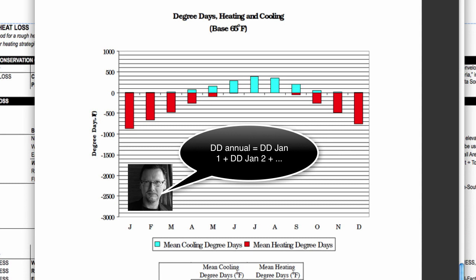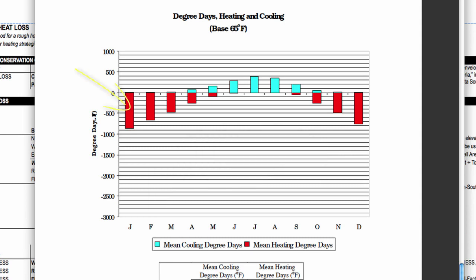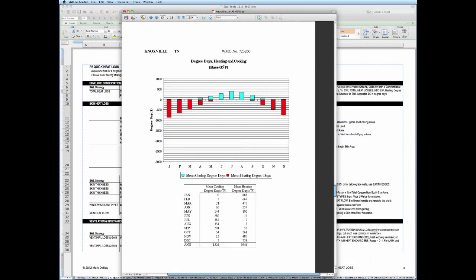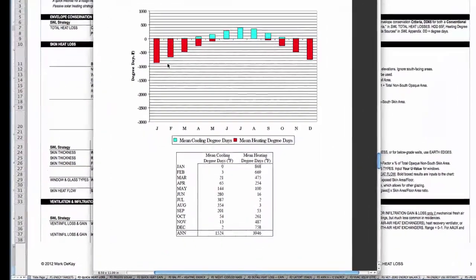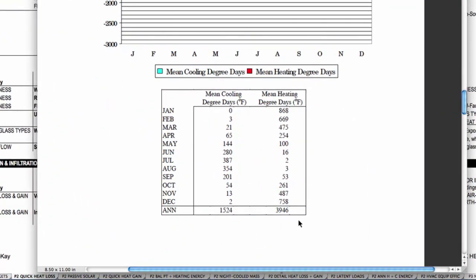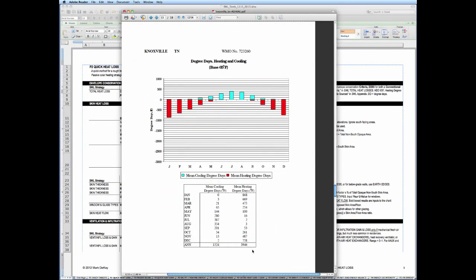So you can see from this graph that January is the coldest month with the most heating degree days, and July is the hottest month with the most cooling degree days. And some months have both heating and cooling degree days. For Knoxville, it's clear that there's more red than blue, and so heating is a more significant issue than cooling. The table down below shows the total annual heating degree days for Knoxville are equal to 3946. Next, we'll look at the analysis technique in Sun, Wind, and Light called total heat losses in the 3rd edition.